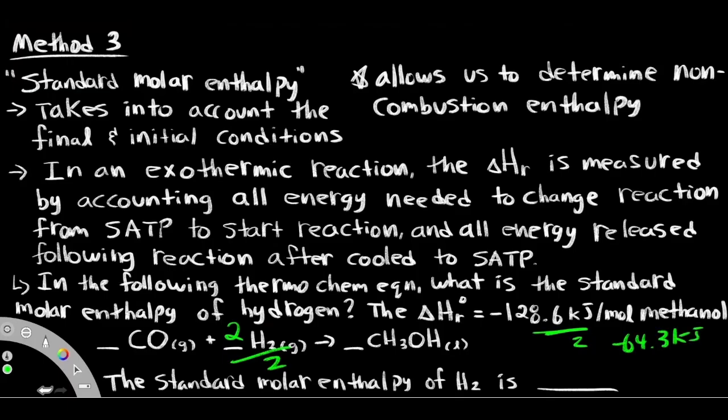So for delta H, the naught symbol is determined here as the standard molar enthalpy, that preset value. So it's just going to be negative 64.3 kilojoules, and you also have to put per mole and the compound or the element, so H2 in question. It's important to remember that.